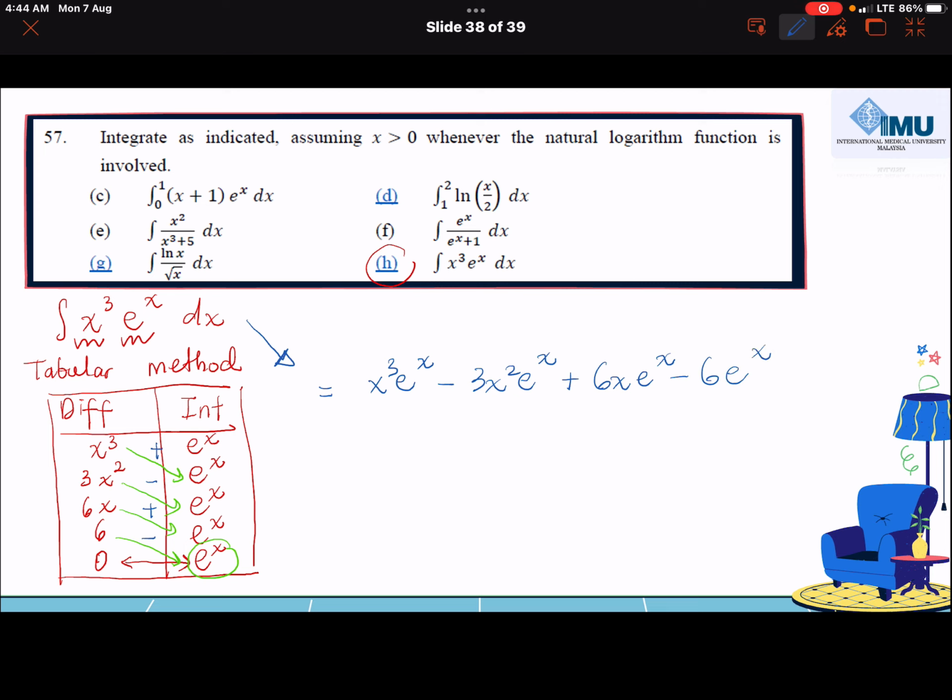Since this is an indefinite integral, you have to put plus c at the end. This is how you use the tabular method to solve x cubed e to the power of x. That's all.